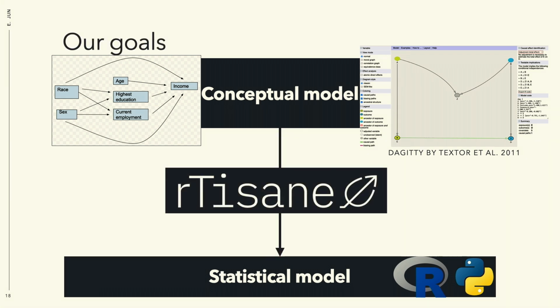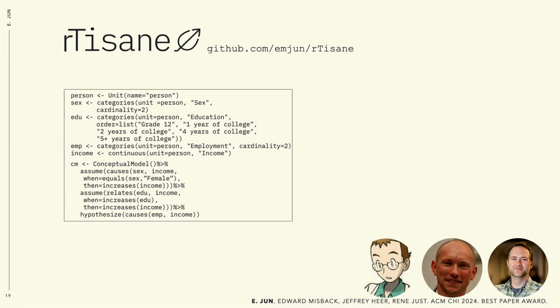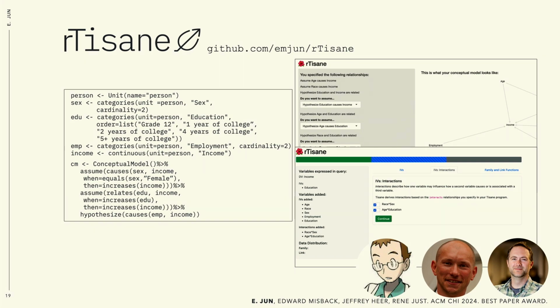Our goal with Artisan is to bridge this gap between conceptual modeling and statistical modeling. In order to do so, we need to answer two key research questions. The first is what are usable abstractions, or approachable programming interfaces, that allow domain experts to externalize their implicit domain knowledge? And then what's the impact of using these conceptual models to drive the statistical modeling process? Artisan is an interactive system that provides a domain-specific language, or DSL, implemented as an R library, as well as an interactive two-phase disambiguation process.